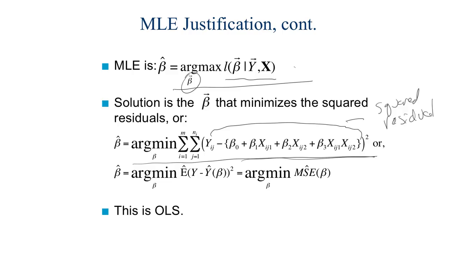And that in itself is called the mean squared error. So you can think of maximizing the likelihood as minimizing the mean squared error. And that's ordinary least squares. That's what you're doing. That's why it's called least squares, because you're minimizing squared residuals. I just put that in for the predicted value based on the beta.